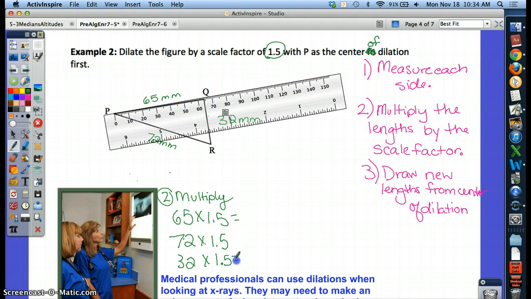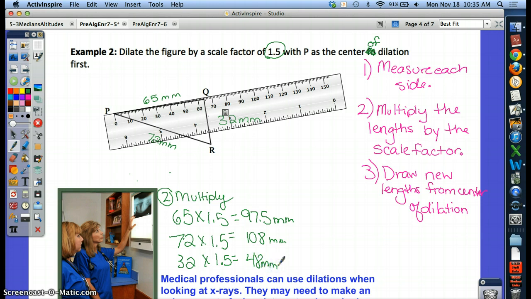Now, I'm doing my measurements. Your measurements will be different. I measured mine on the board. You're going to be measuring yours on your paper. It's a little bit smaller, so make sure you use your measurements here. Find your measurements. You can pause if you need to, and then multiply them by 1.5. So in my measurements, I got 97.5 millimeters, 108 millimeters, and 32 times 1.5 is 48 millimeters. Again, your numbers will be different.